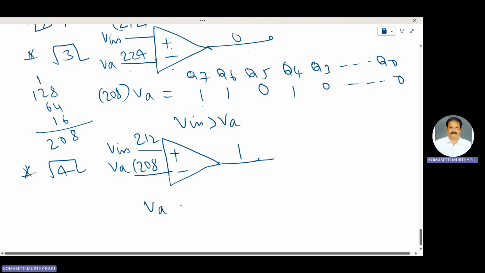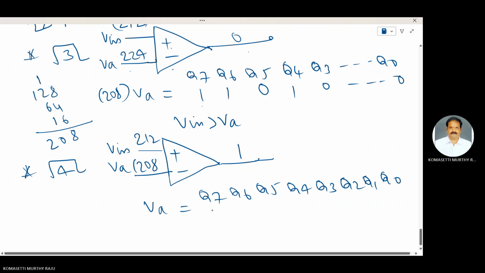The SAR adjusts the bits of VA. That is Q7, Q6, Q5, Q4, Q3, Q2, Q1 and Q0. Here Q4 is 1, as it is. Q3 is also 1. The remaining are zeros.